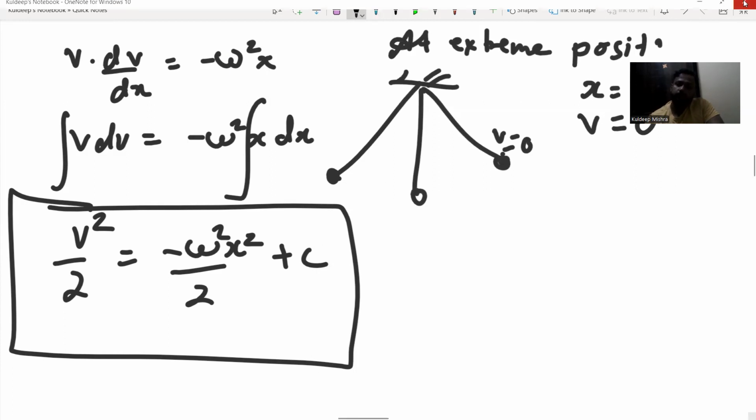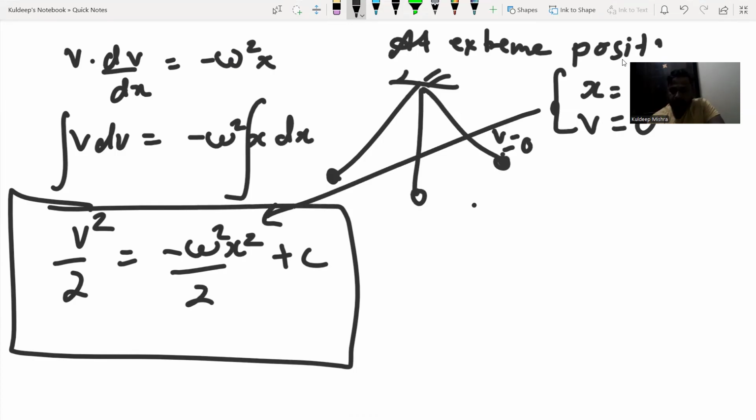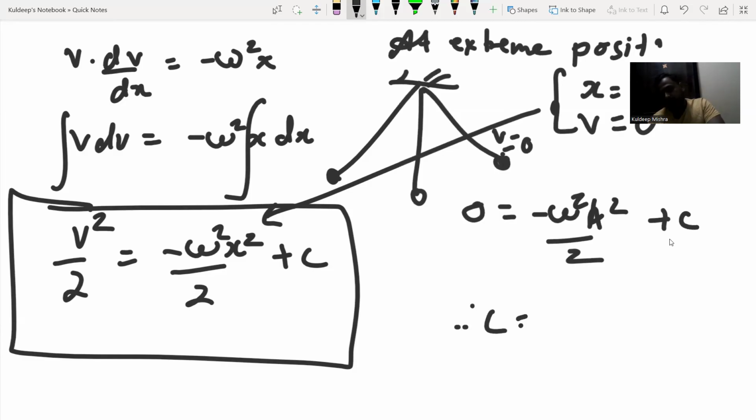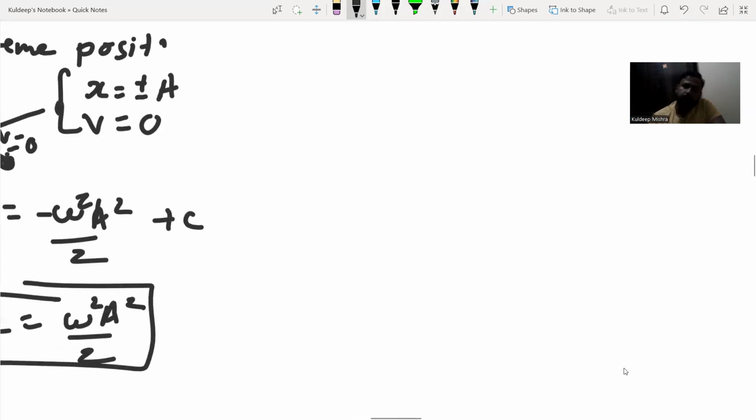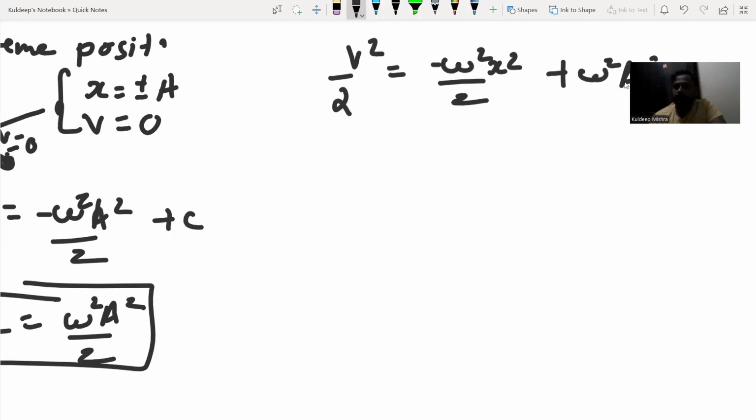So let us substitute these two things in this equation. 0 is equal to minus omega square a square by 2 plus c. So therefore c will be omega square a square by 2. Now let us put the c also here. So v square by 2 is equal to minus omega square x square by 2 plus omega square a square by 2. Let us cancel all the 2's.